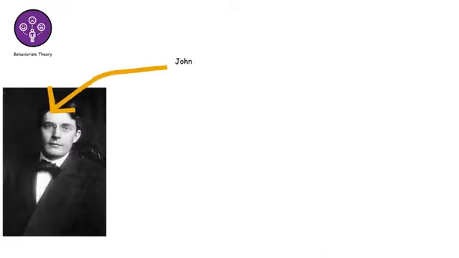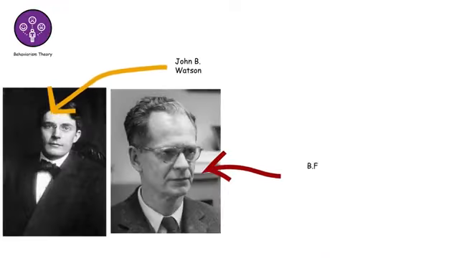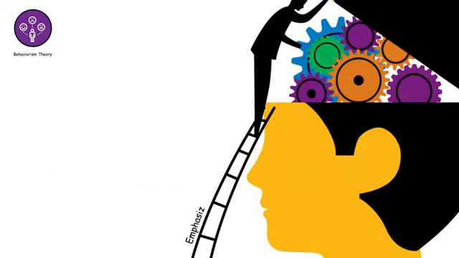Behaviorism theory, founded by John B. Watson and later expanded by B.F. Skinner, emphasizes observable behaviors and the role of conditioning in shaping behavior. It suggests that behavior is learned through environmental stimuli, such as rewards and punishments.